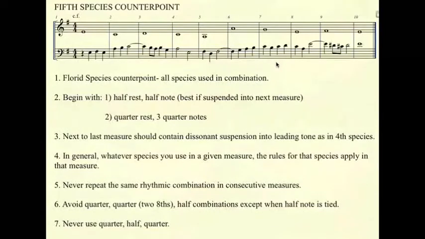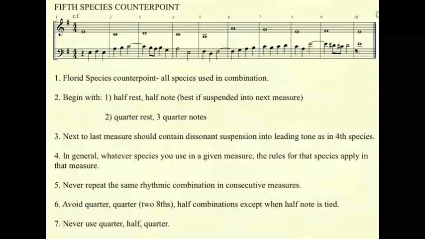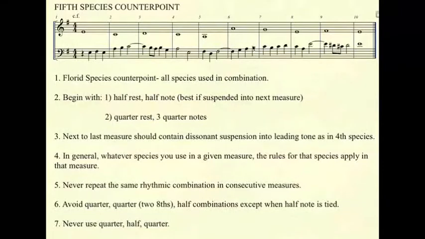Rule number 6, avoid quarter-quarter-half combinations except when the half note is tied. So you do not want to have quarter-quarter-half note without the half note being tied. The exception to this is the second to the last measure, where we can have quarter note, quarter note, half note not tied, because we never tie into the last measure. You will notice that there are eighth notes in this species, and we'll talk about those more in just a second. But in this rule, 2 eighth notes on the second beat are equivalent to a quarter note.